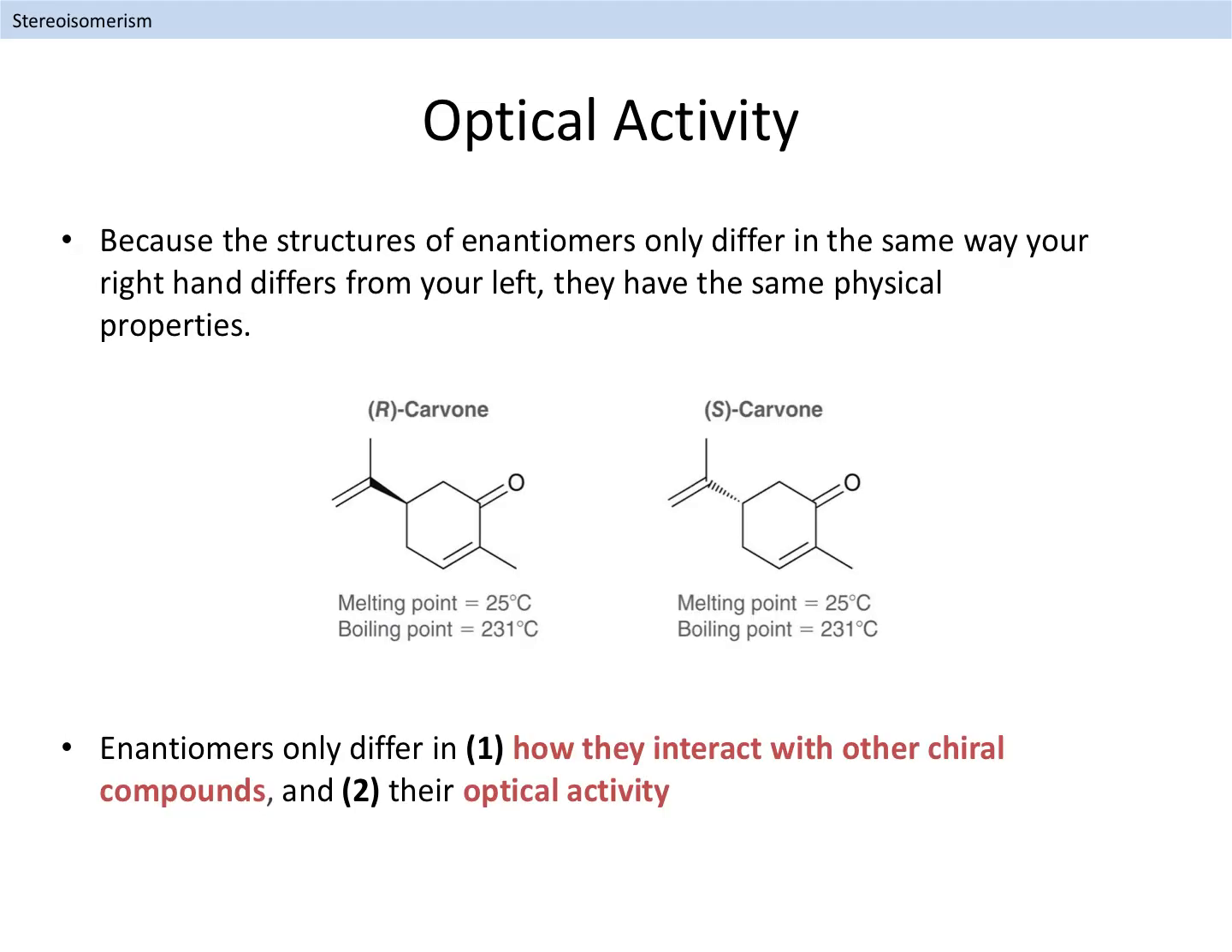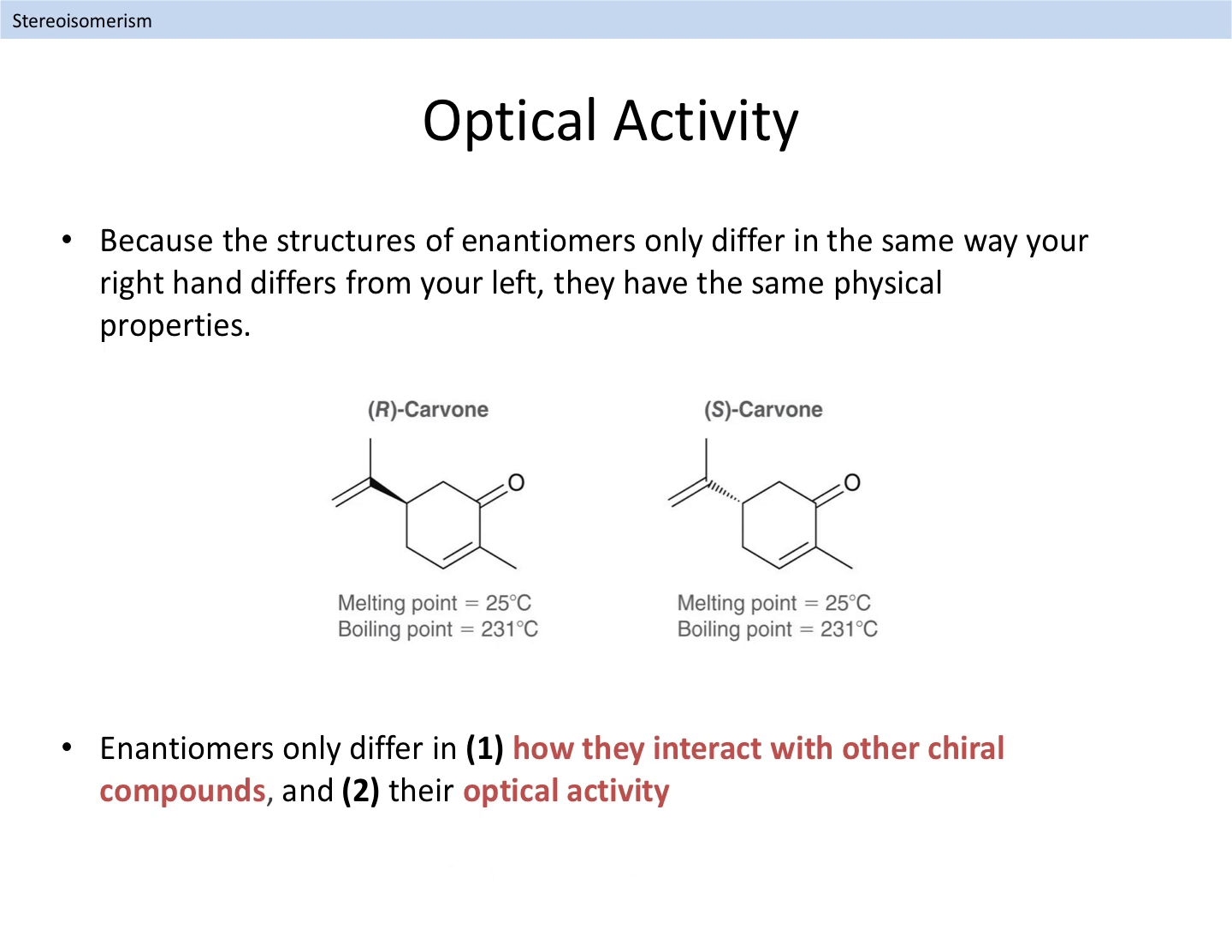Optical activity is an observable property that allows us to distinguish between enantiomers. Even though enantiomers, such as R-carvone and S-carvone, have identical physical properties like melting points and boiling points, they exhibit unique behaviors in two significant ways. First, they interact differently with other chiral compounds, which can lead to varied biological and chemical activities. Second, they differ in their optical activity, meaning they rotate a special form of light called plane polarized light.